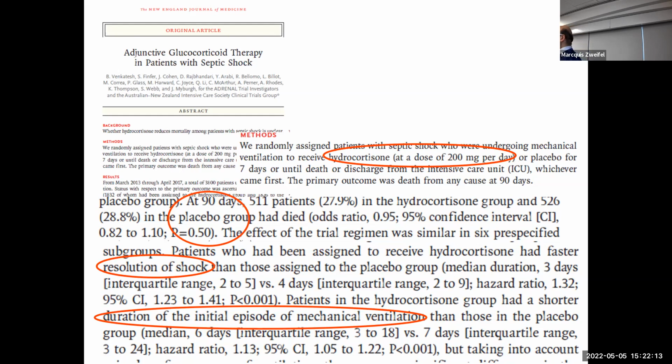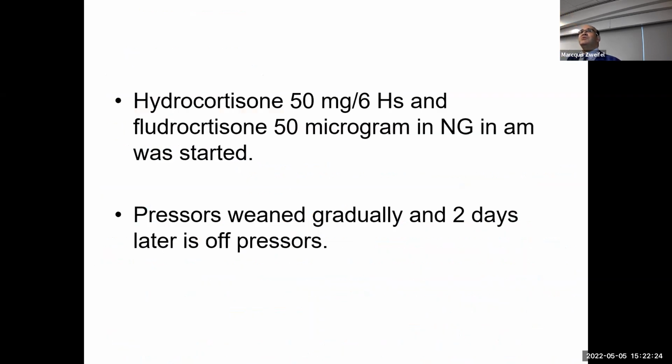One surprising thing was that GI bleeding was less. I'm not sure why. Steroids can increase your GI bleeding, but maybe it reduced the stress that the patient had. But this is just one study, I'm not sure.